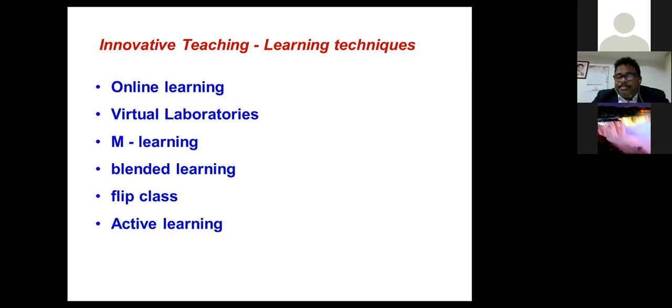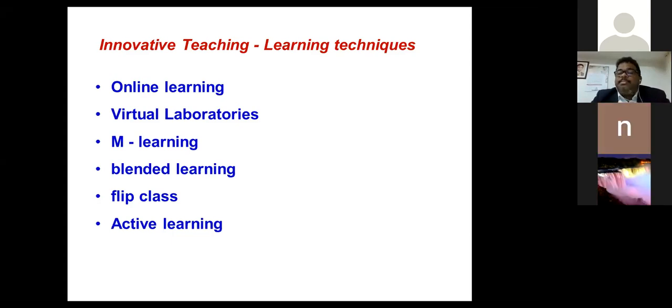Then mobile learning. Students want to learn immediately from mobile. Recently, VIT has purchased 1.5 lakh e-books, because we know that students want to read books even on mobile, not laptop. So we need to create the necessary infrastructure so that students can learn from mobile.